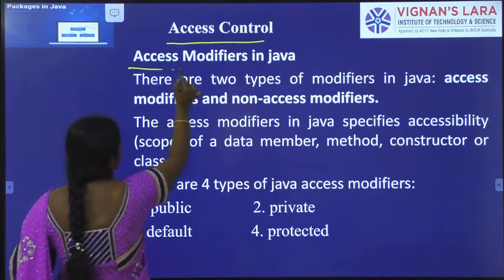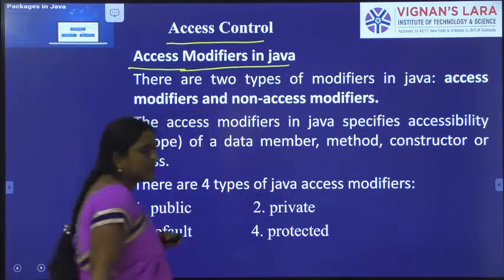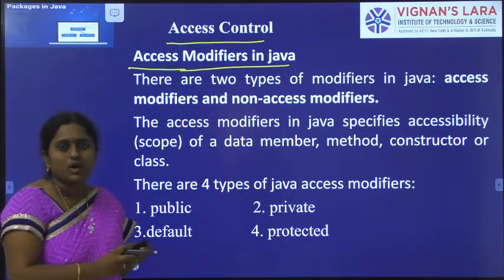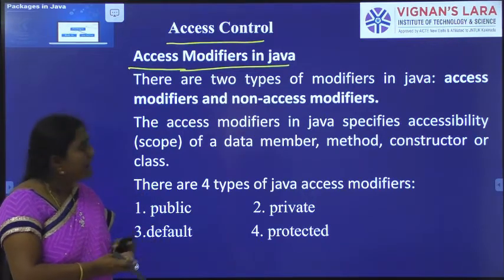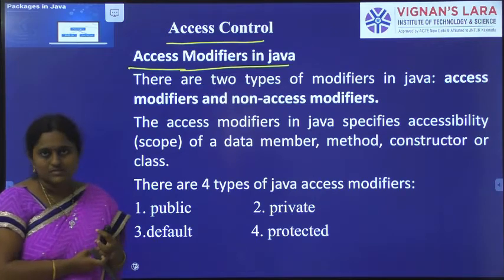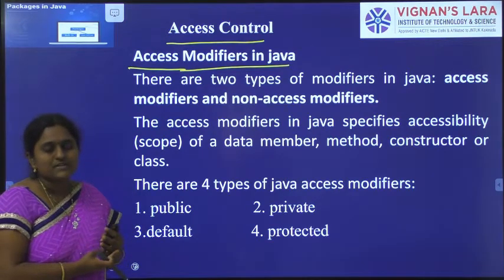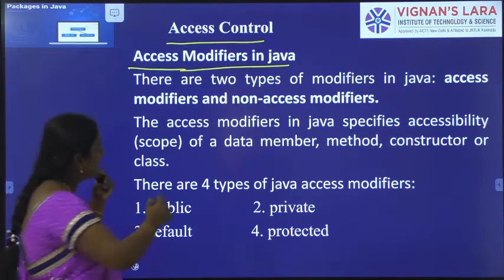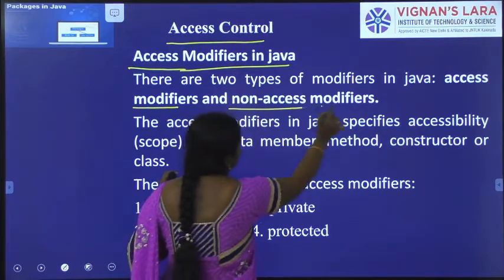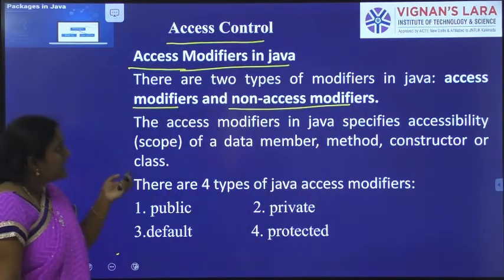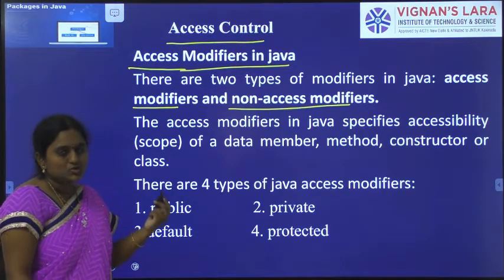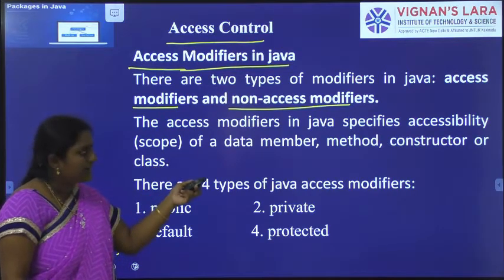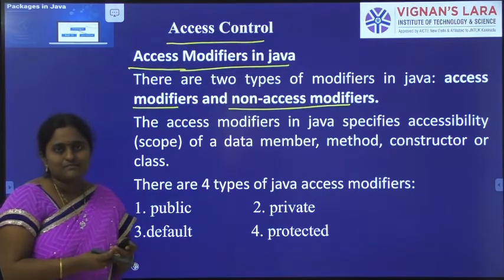Access modifiers are visibility modifiers in Java. There are two types of modifiers in Java, access modifiers and non-access modifiers. The access modifiers in Java specify the accessibility and scope of a data member, method, or constructor of a class.